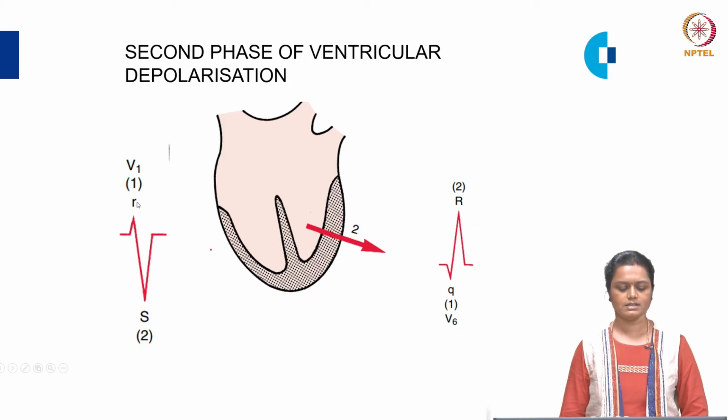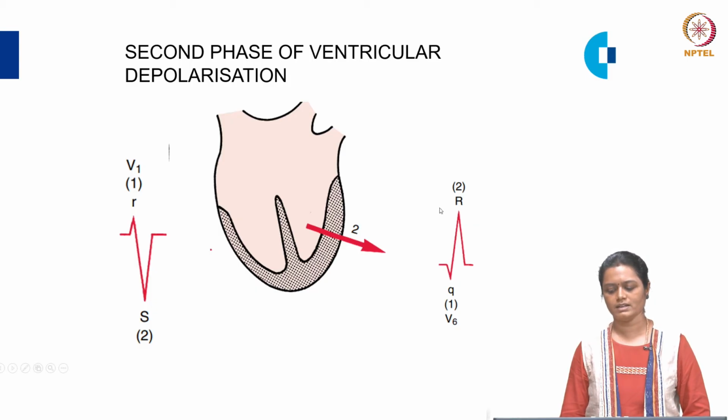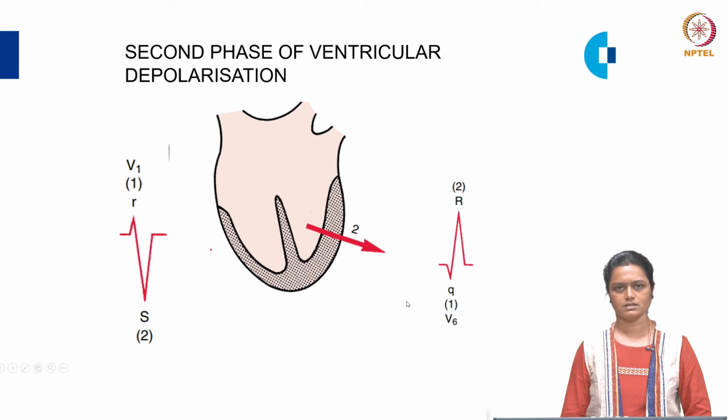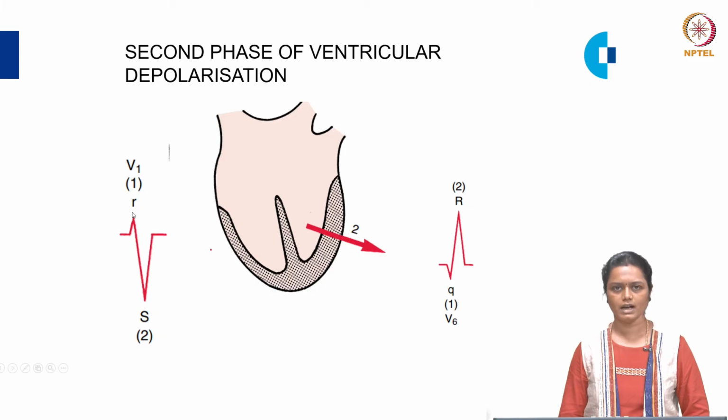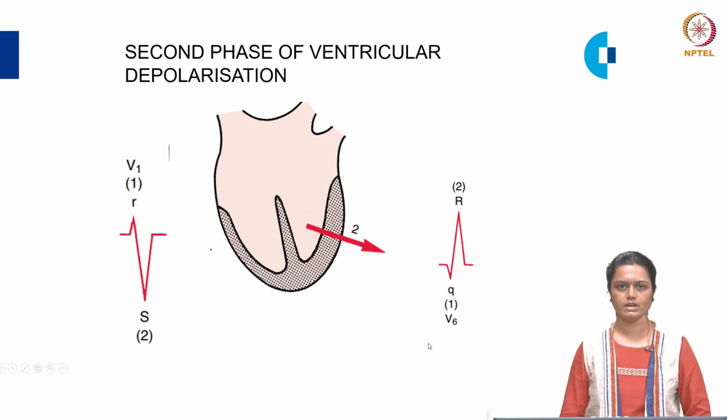So, remember it is rS in V1 and qR in V6. What can you interpret from this? In V1 the r is small because the amplitude is less, but in V6 it is a capital R because the amplitude is more. This means that as you move from V1 to V6, the amplitude of the R wave increases progressively, whereas the amplitude of the S wave decreases progressively. This is a point you must keep in mind.